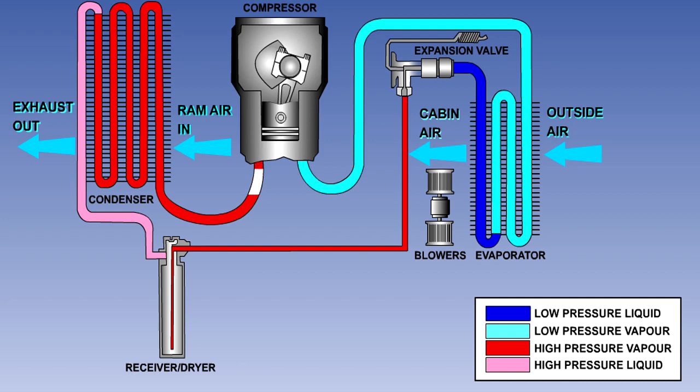The compressor raises the pressure and the temperature of the vapor before it enters the condenser. The condenser is positioned so that cold ram air passes over it. This causes the vapor to give up its heat, causing it to condense back into a high-pressure liquid. The pressurized liquid then passes to the receiver, ready to begin the cycle again.